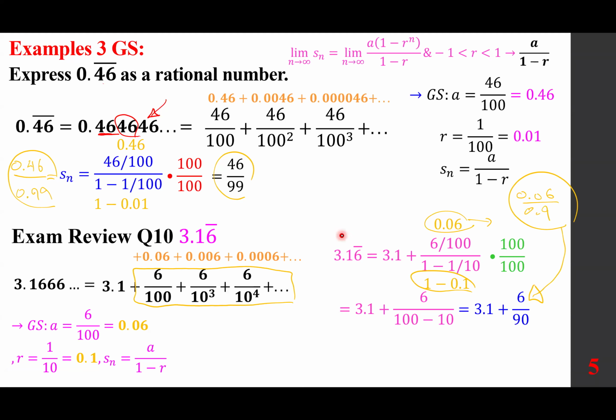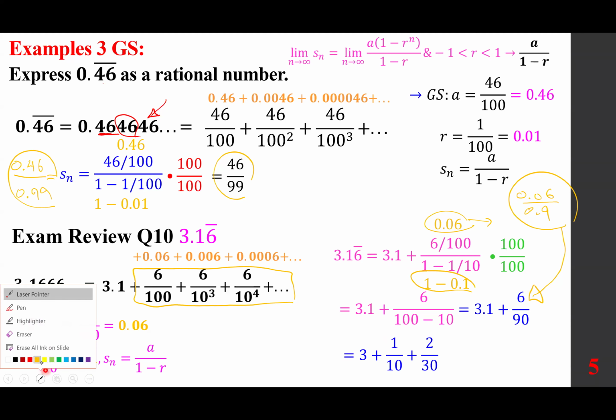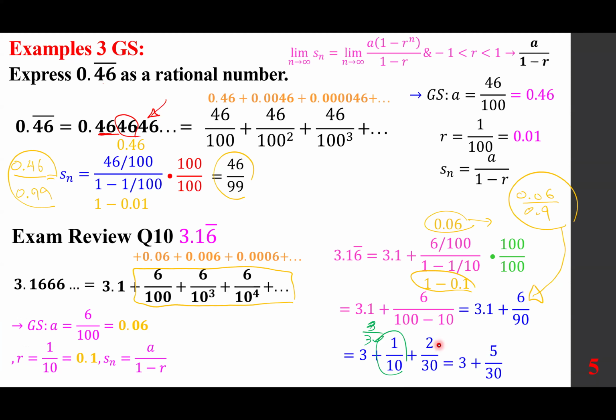So this, because we want to write it as a rational, as a fractional format. 0.1 is 1 over 10, okay? And 6 over 90 is 2 over 30. And to combine these two, this is the same as 3 over 30 because 30 is the common denominator. So 3 and 2 is 5 over 30. And 5 over 30 is 1 over 6. So 3 and 1/6 is the final answer.